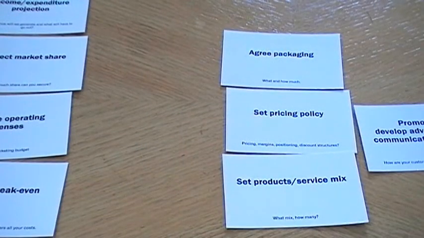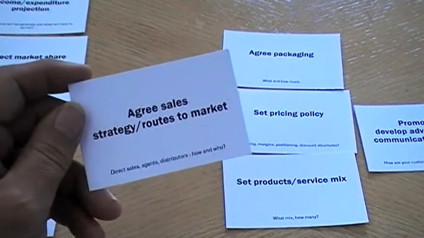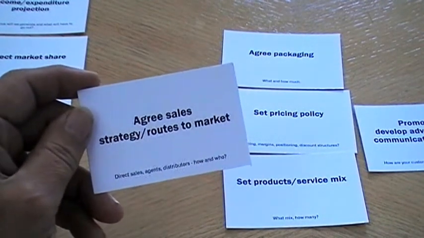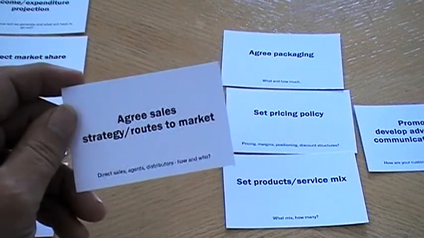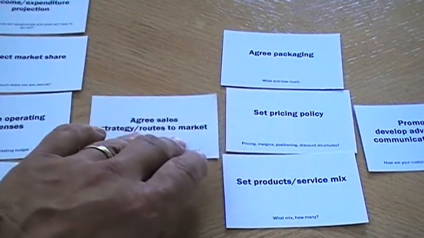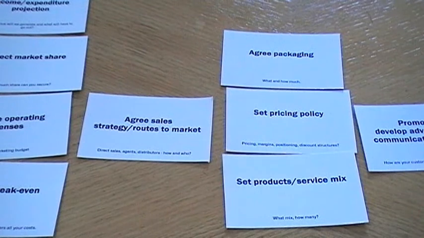One key decision that still needs to be made is exactly what our route to market is going to be. What's our sales strategy? Are we going to work with agents, distributors? Are we going to sell direct? I think that we need to make that decision after we've done all our market research, but before we get involved in setting our pricing policy, etc., which may depend upon our particular chosen route to market. In other words, what discount structures do we need to build in?